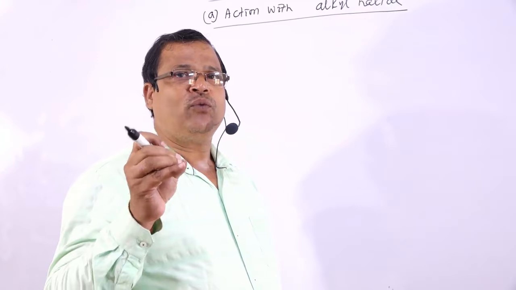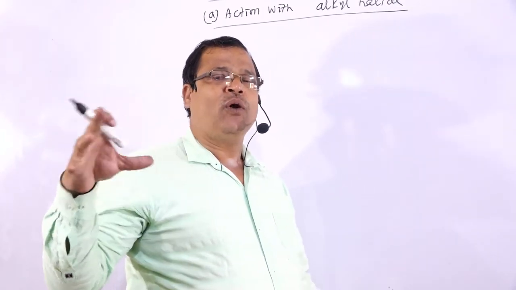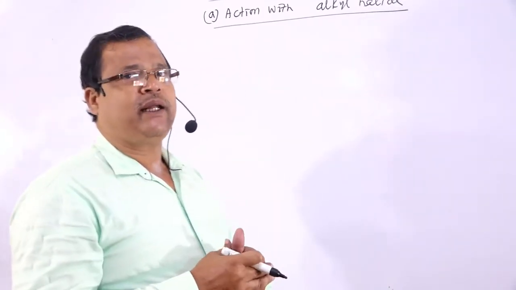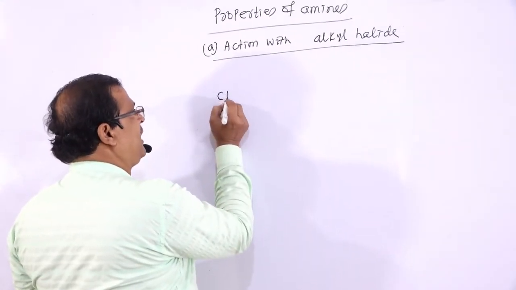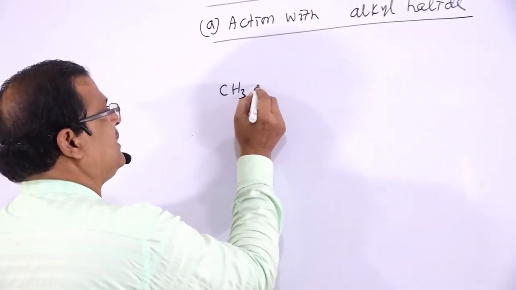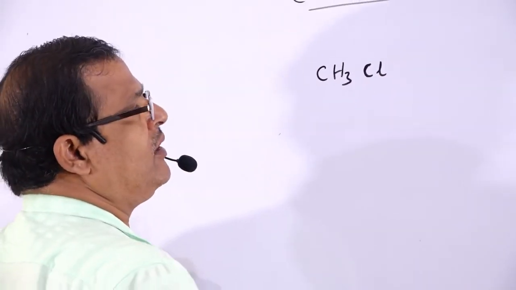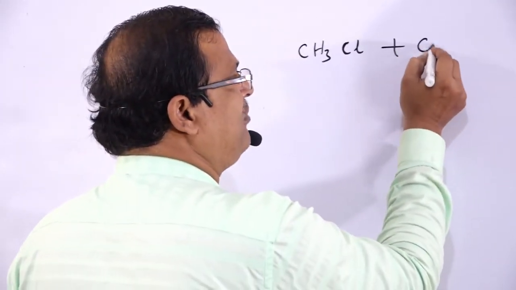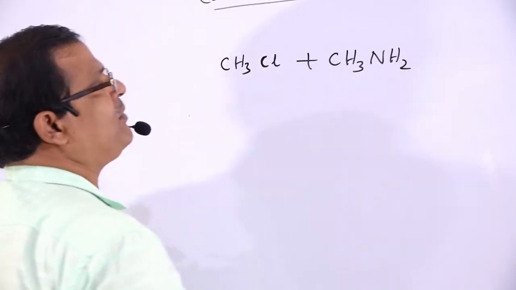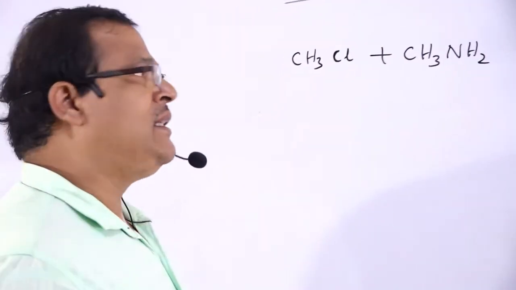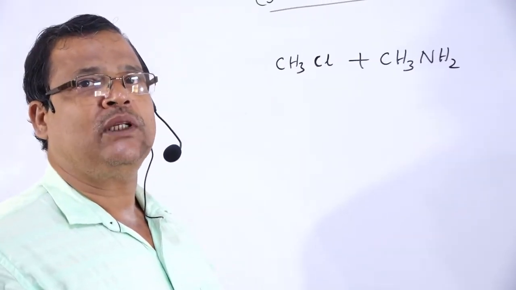But I am giving one example where primary, secondary and tertiary amine, all of them, how they react can be explained. For example, methyl chloride, CH3Cl, reacts with the primary amine, methylamine, CH3NH2. That is the formula for methylamine. And this reaction may be treated as Hofmann's ammonolysis.